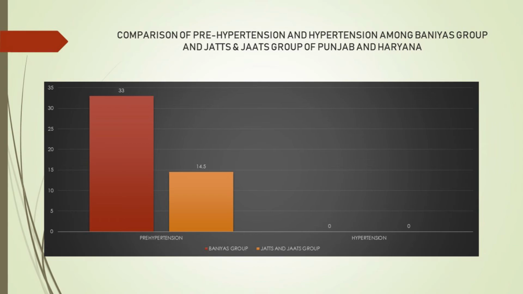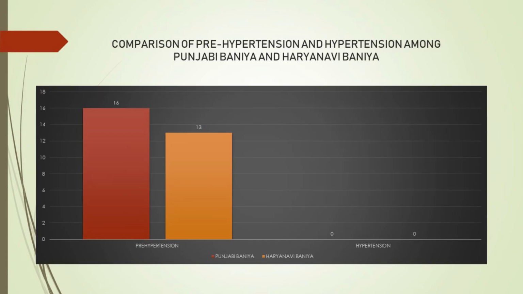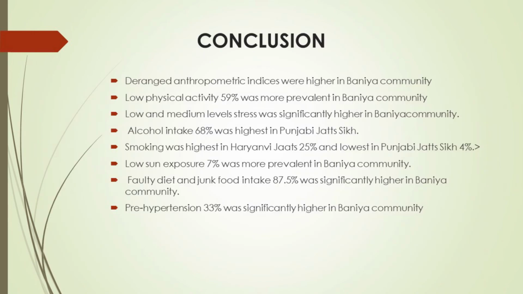If we compare the pre-hypertension among the Baniyas and the Jats in the Jat groups of Punjab and Haryana, we can see that pre-hypertension is clearly significantly higher in the Baniya groups as compared to the landlords. Among the Punjabi Jats and the Haryanvi Jats, we can clearly see that the Punjabi Jatt Sikhs do have a higher propensity of having pre-hypertension in the families. Similarly, among the Punjabi Baniyas and the Haryanvi Baniyas, the Punjabi Baniyas do have a higher propensity of having pre-hypertension in the families.